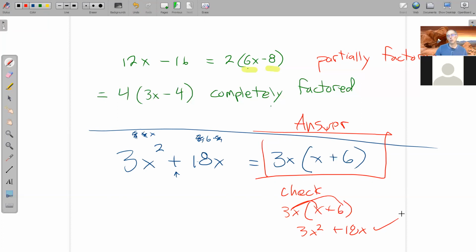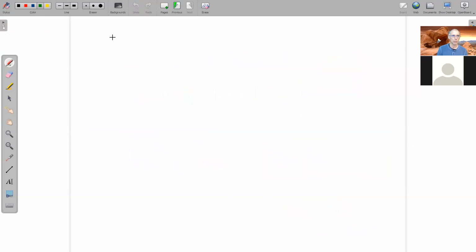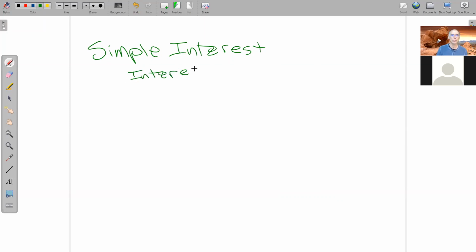So sometimes in order to solve something, I need to factor, undistribute. And so we're going to take a look at an example that we need to do that. That example is from simple interest. So the way simple interest works is given some interest percent, we can calculate an interest amount. So we have an interest percent, and that leads to an interest amount.